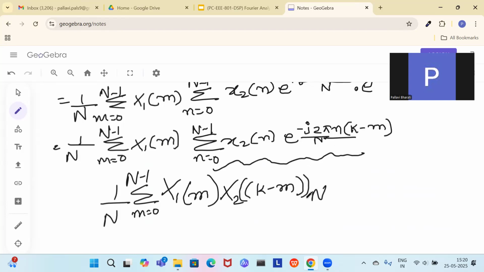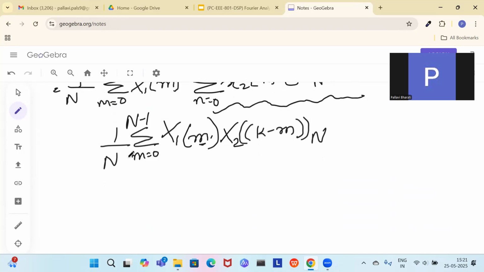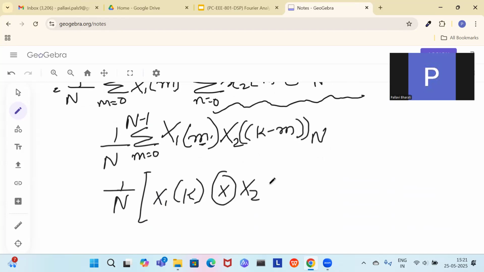So what is this? If you remember the property of convolution, in simple convolution, that time we are multiplying after shifting. So if I take this as our main variable, this variable is time reversed and then shifted by k. So this is basically what? This is convolution. But since we are doing modulo n, that means we are doing circular convolution here. So this is basically 1 by n, and then it's going to be x1k convolved with x2k.